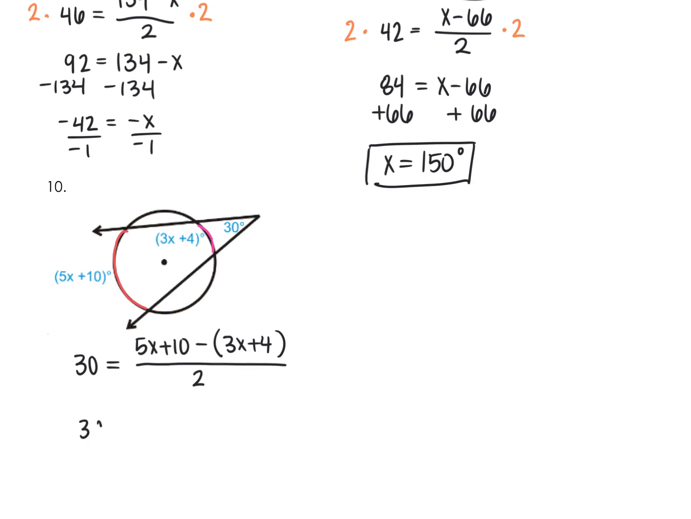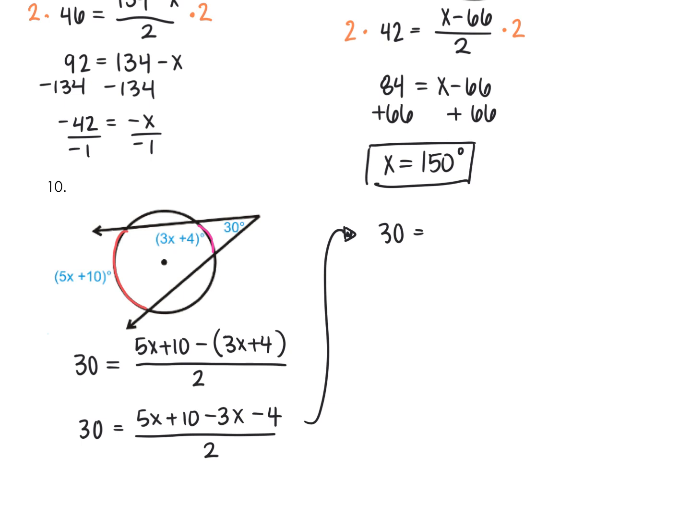So my first step is going to be to distribute that negative. So we get 5x plus 10 minus 3x minus 4 all over 2. Then I'm going to go ahead and combine like terms. I'll move up here to finish it. So we get 30 equals, and then 5x minus 3x is 2x. 10 minus 4 is 6 all over 2.